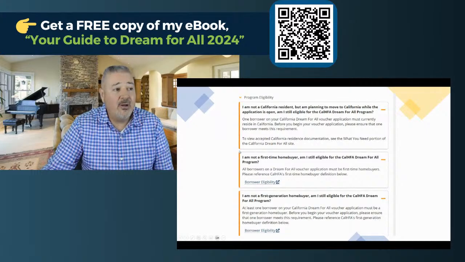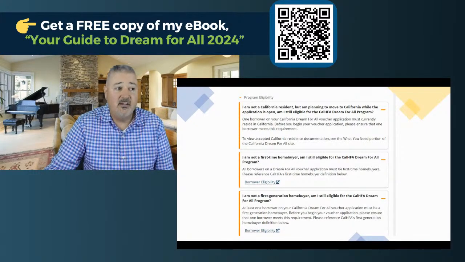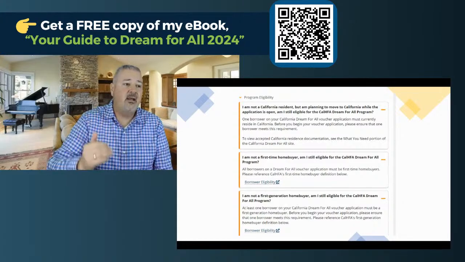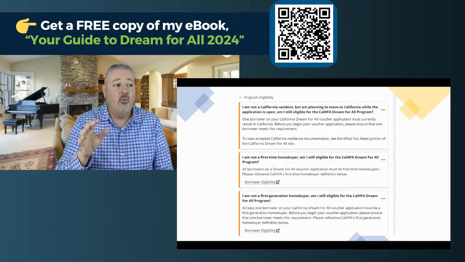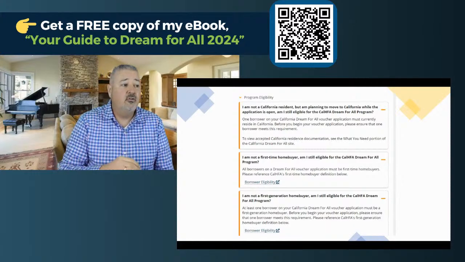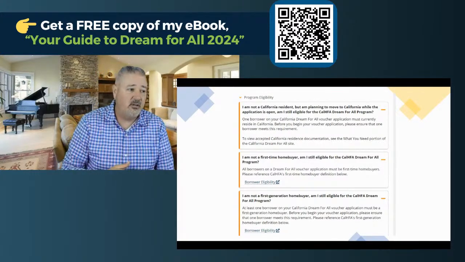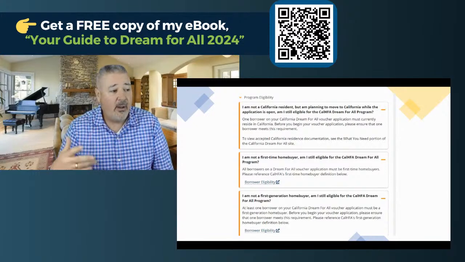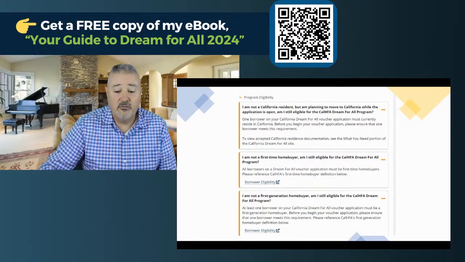Not a California resident, but I'm planning to move to California while the application is open. It says one borrower must currently reside in California. Before you begin your voucher application, be sure that one borrower meets this requirement. To view accepted documentation of residency, see the What You Need portion of the Dream for All site. If I'm not a first-time home buyer, you cannot buy. If I'm not a first generation, as long as somebody else on the loan is first generation, you can.